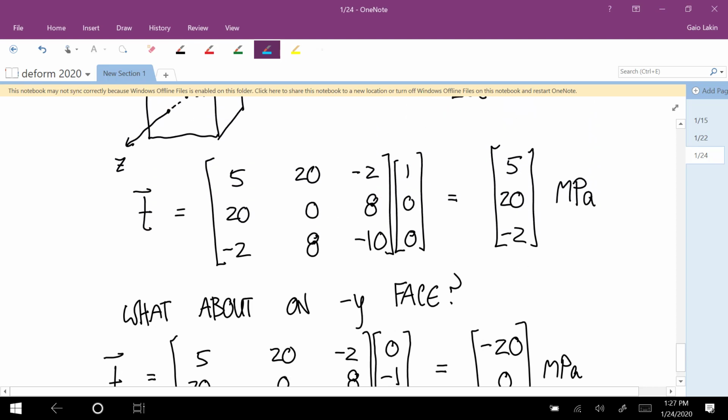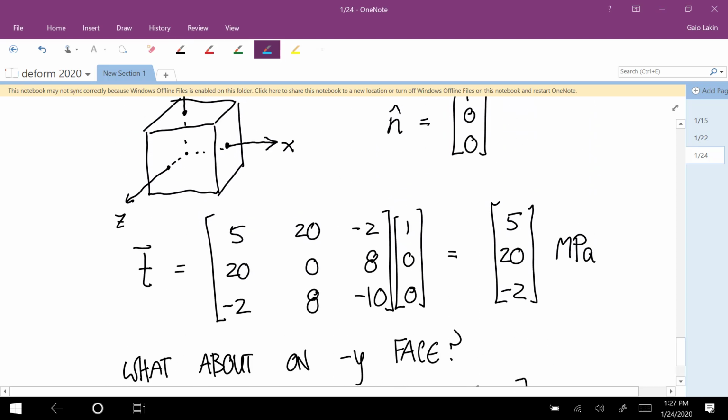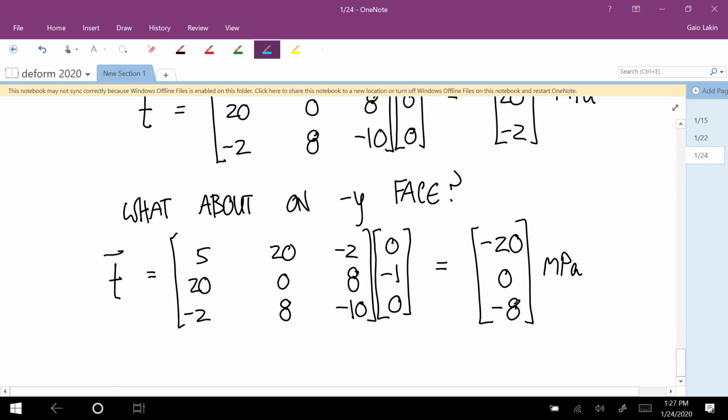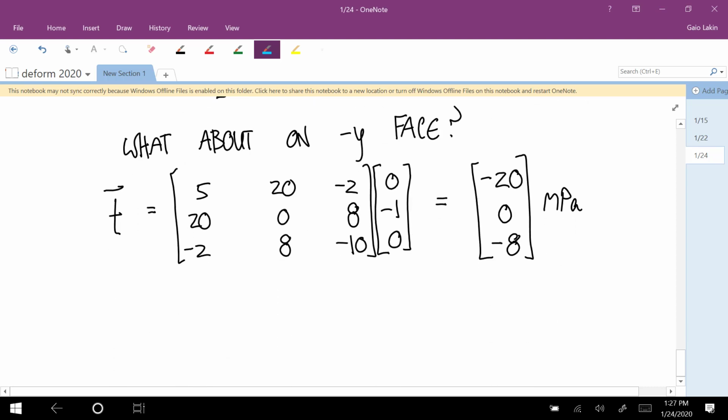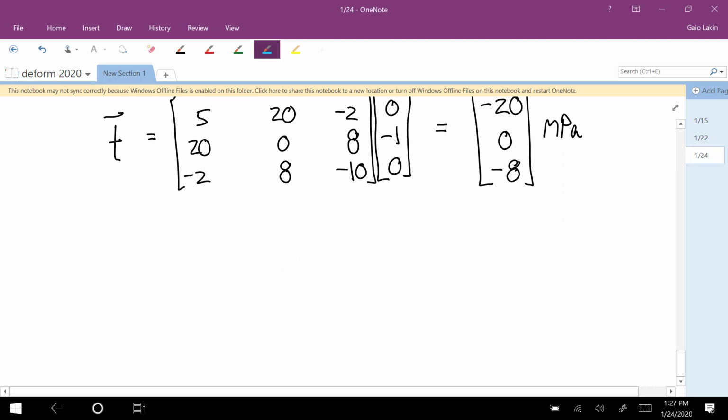Well, on the positive y face, we have the vector 20, 0, 8. Okay? So on the negative y face, we know from last class that it has to be equal and opposite. So that gives you the traction on that face. Okay? So it works on all 6 of the faces. But that isn't too earth-shattering. The next thing is what makes this really useful.